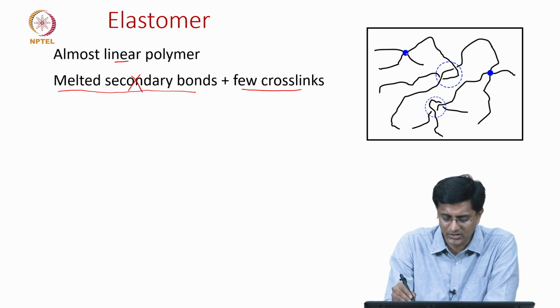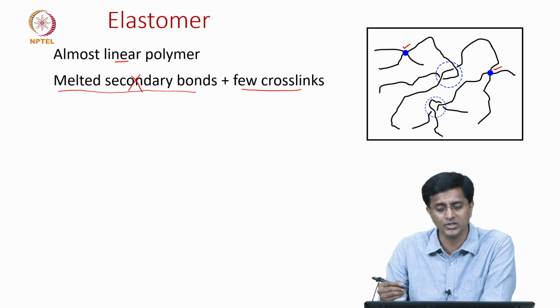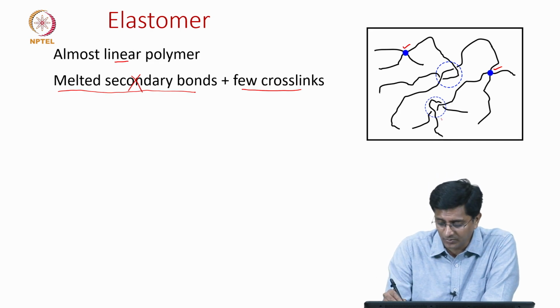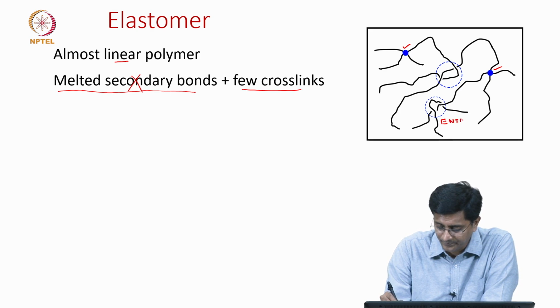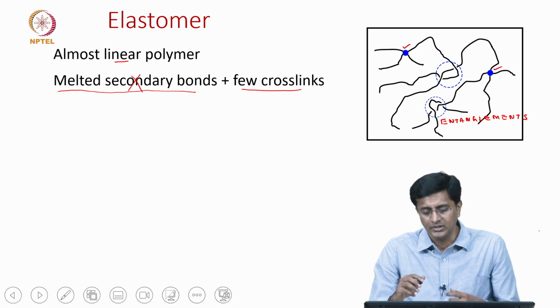So what we have is few crosslinks. For example, here we see that there is a crosslink here and there is a crosslink here. But in addition to crosslinks, they also have something called entanglements. So let us see what are entanglements.